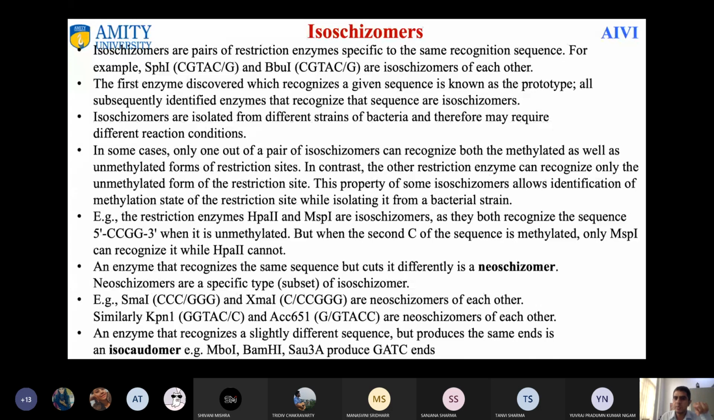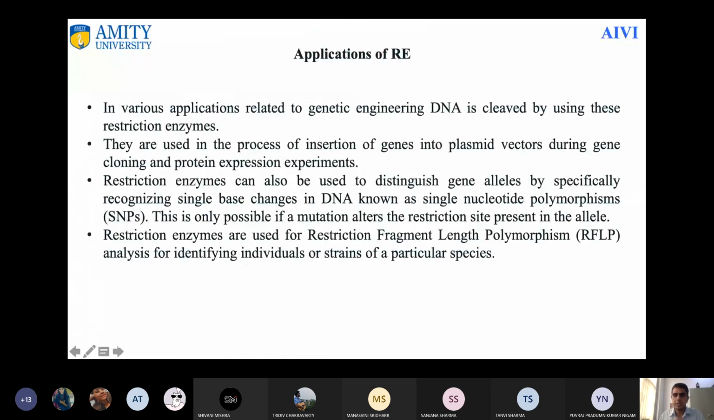Isoschizomers: same recognition sequence, same restriction sites, same type of overhang, everything is the same. Neoschizomers: same recognition sequence, but after the cut the end product overhanging part is going to be different. Maybe blunt ended, maybe sticky ended, so different restriction sites are there. And the third type: different recognition sequence, but the same overhangs are going to be there. So these are the three types of isomeric forms in your enzymes. All the enzymes you are going to get from different sources, produced by different organisms, but with the same or different overhanging ways. So these are the types of the enzymes.